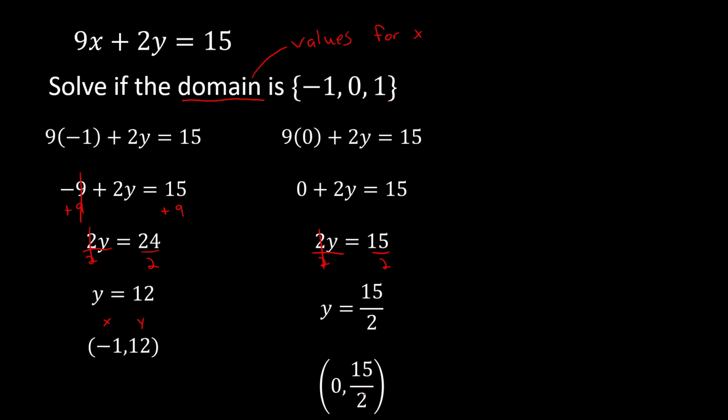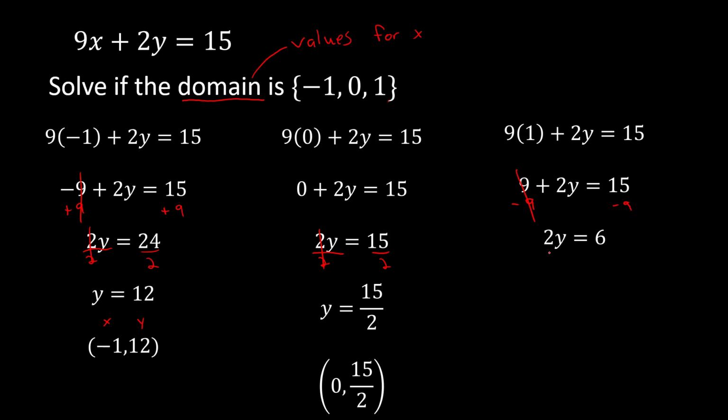And then for the last value for x, plug a 1 in. So plug a 1 in for x. Instead of 9 times x, we have 9 times 1. So 9 times 1 is 9. We can solve this for y by subtracting the 9 over. And so we have 15 minus 9 is 6.